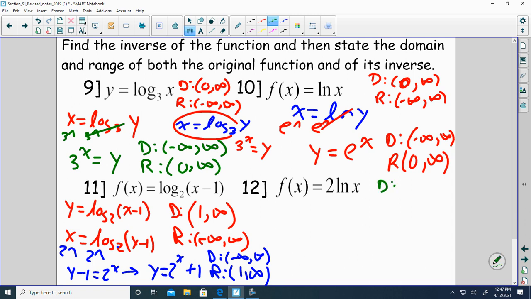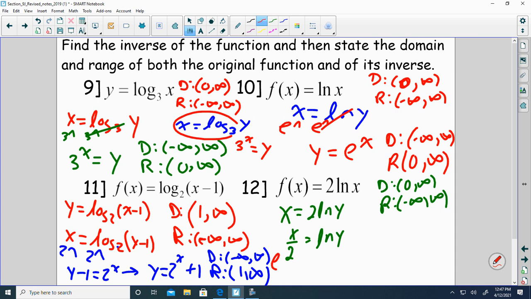Domain of this one, 0 to infinity. Range, negative to positive infinity. x equals 2 ln y. Divide by 2. Do the exponential of both sides. Make that in parentheses. So I'm going to get e raised to the x over 2 is equal to y. So that's my inverse. And my domain will go negative to positive infinity, and my range will go from 0 to infinity. That should work.